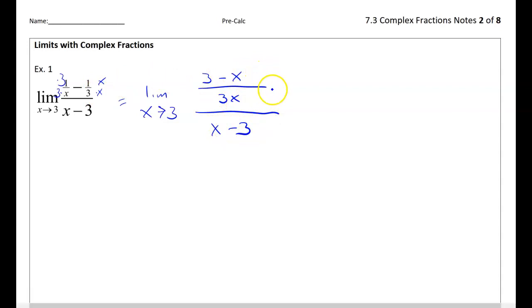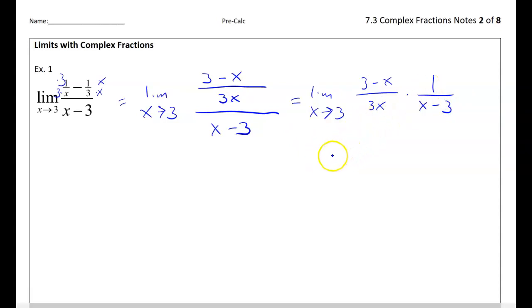And notice there's nothing more I can do. I can rewrite it maybe. Dividing by x minus 3 is the same as multiplying times 1 over x minus 3. But I seem to be kind of stuck because I still have this x minus 3 in the denominator that keeps me from plugging in my limit.